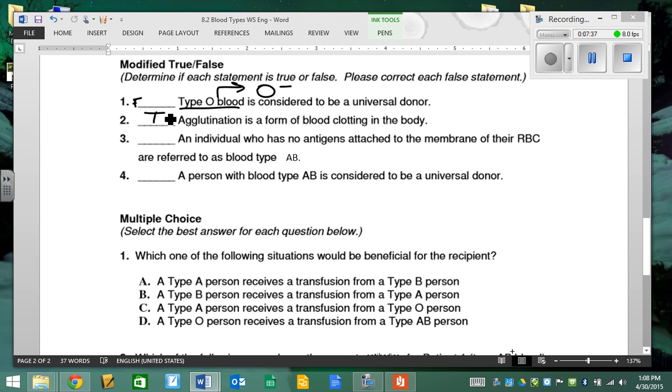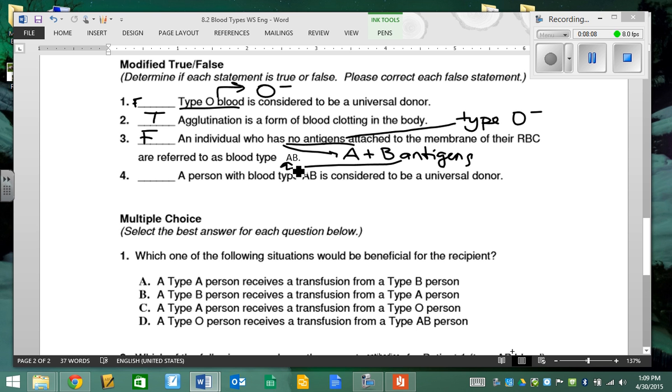We saw that on the definitions on the other side. Number 3 is false. There's 2 ways we could correct it. If you have no antigens attached to the membrane of your red blood cells, that means that you are type O negative. I could also change the sentence by saying an individual who has A and B antigens is type AB. So there were 2 ways you could change the sentence. Either you could say what AB actually is, or you could say which blood type has no antigens.